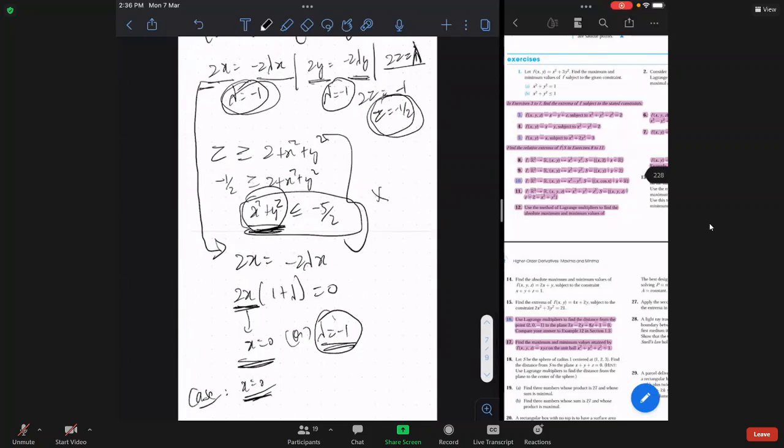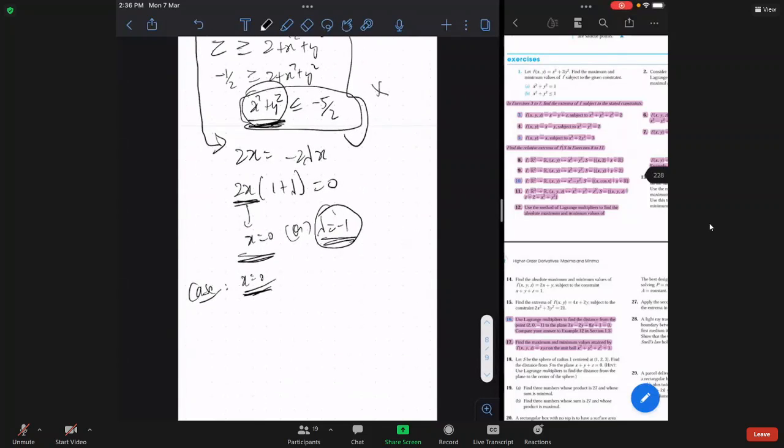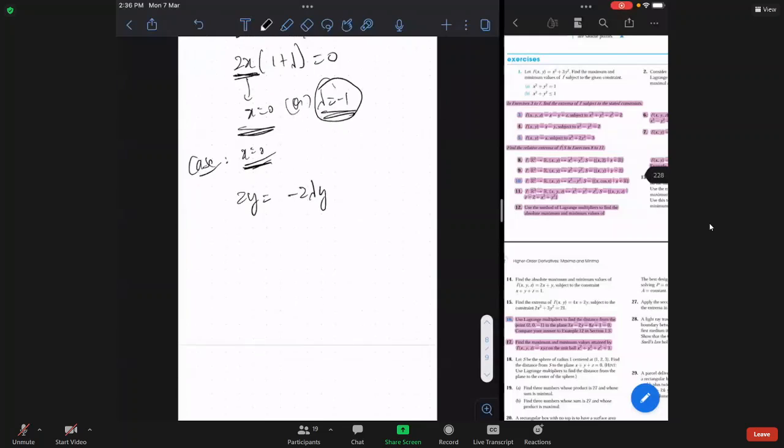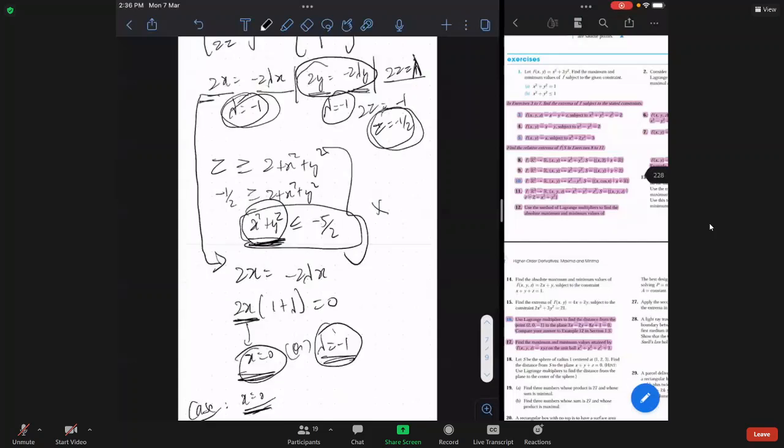Similarly, if I take this equation where I have 2y is equal to -2 lambda times y, I'm going to bring it to this side, 2y into 1 plus lambda equal to 0. So here my y can be 0 or lambda is minus 1. We already saw this is not the case possible. So y is equal to 0, x is equal to 0. And then let's see the final equation.